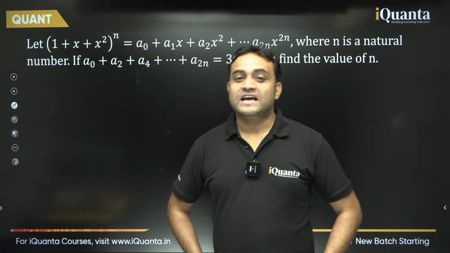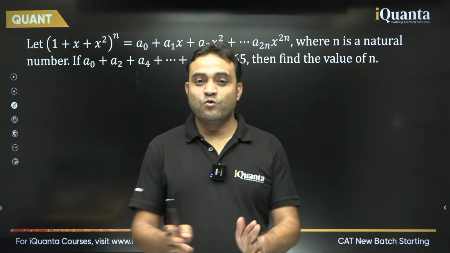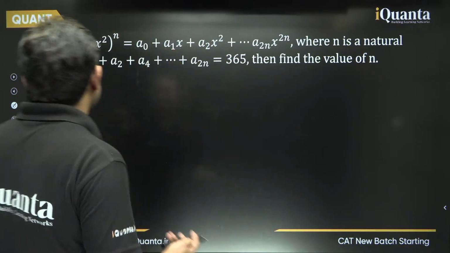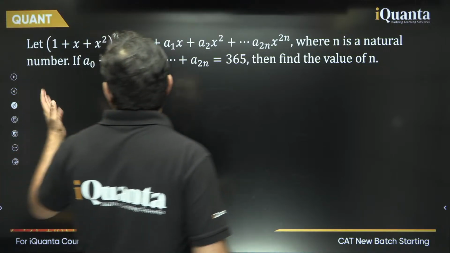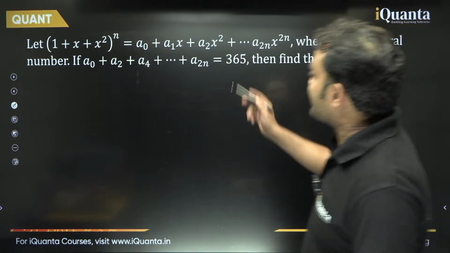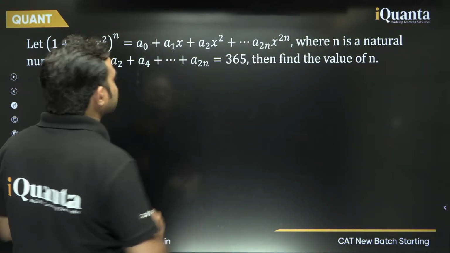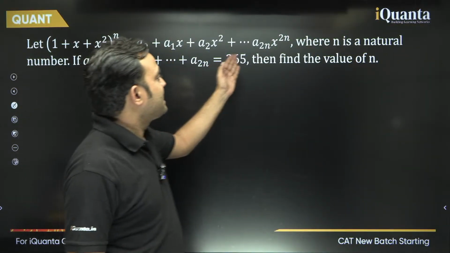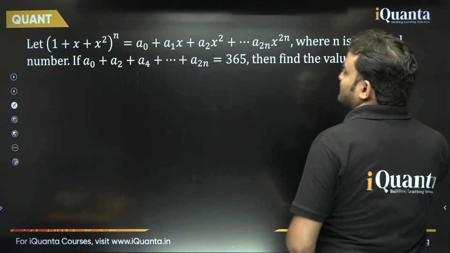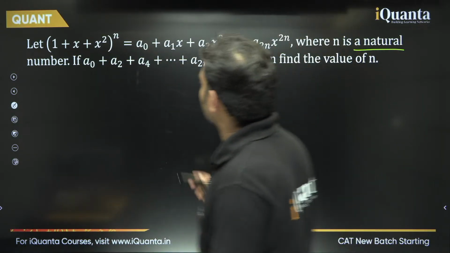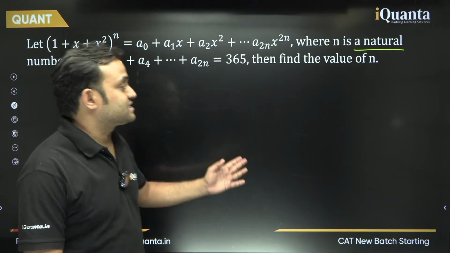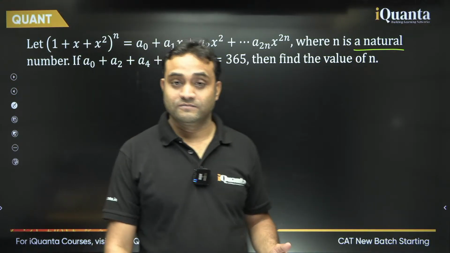Now let's see if this question is worth your 3 minutes. Okay, so once we start solving this, it says let (1 plus x square) to the power n be a0 plus a1 x plus a2 x square till a2n x to the power 2n, where n is a natural number. If a0 plus a2 plus a4 till a2n is equal to 365, then find the value of n, right?